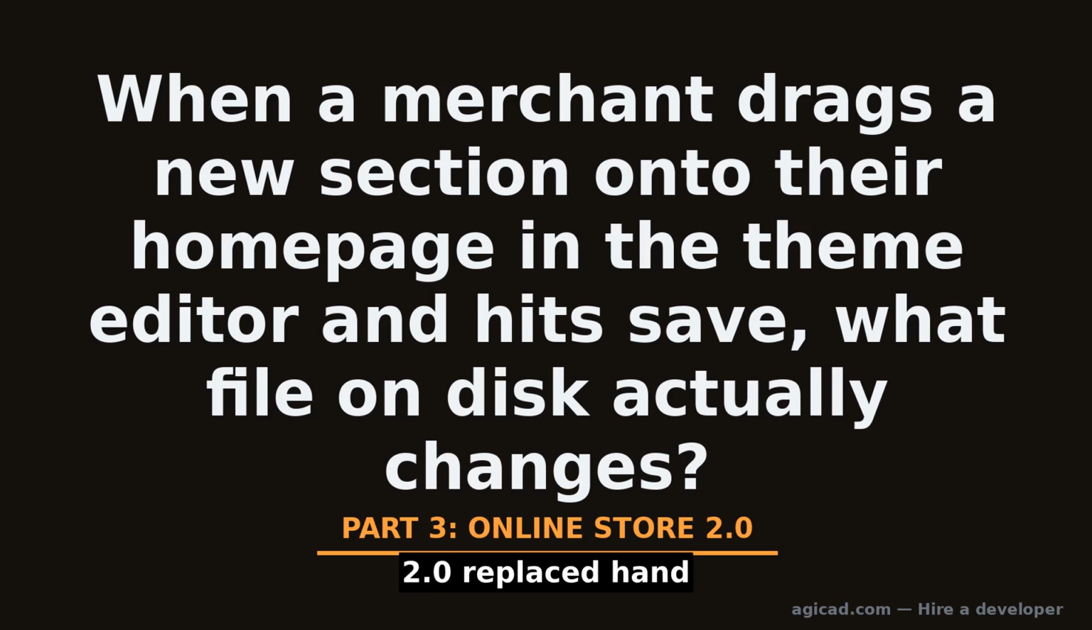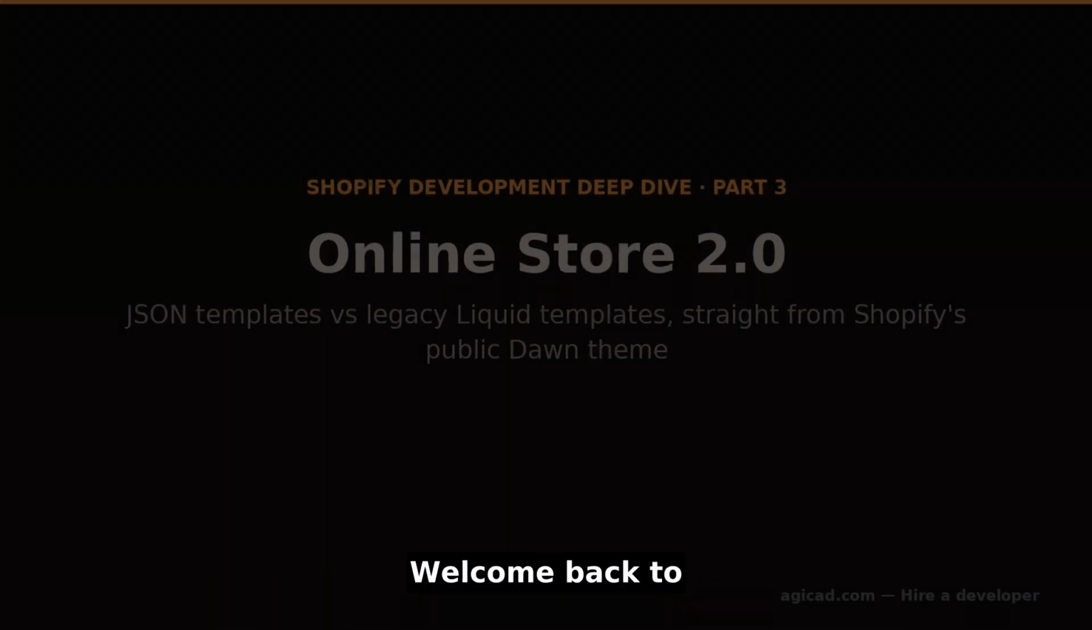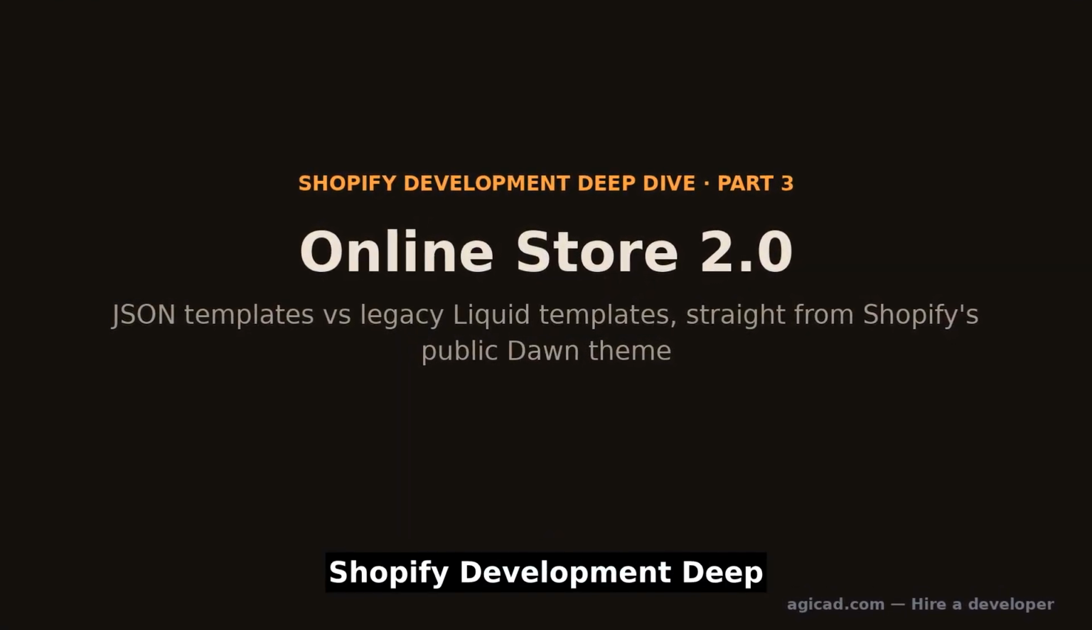Online Store 2.0 replaced handwritten template files with structured data, and because Dawn is fully public, we can read the actual JSON templates and the actual layout file that ties them together, instead of guessing at how the theme editor works underneath. Welcome back to Shopify Development Deep Dive.